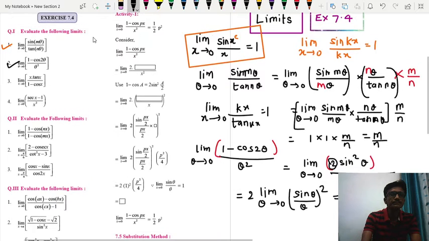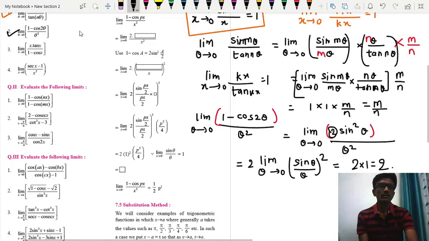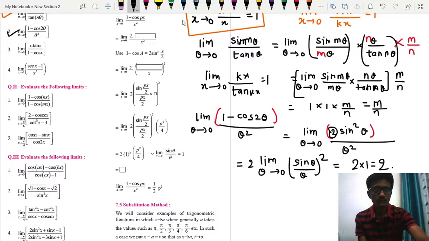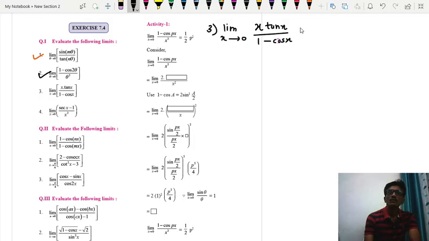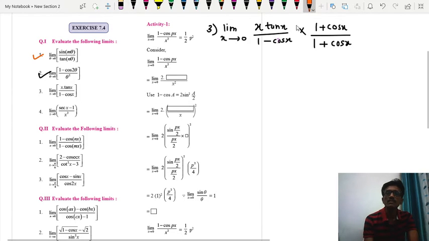Next question is question number 3. Limit x tends to 0, x tan x upon 1 minus cos x. Here we will multiply by 1 plus cos x. We will multiply by 1 plus cos x to numerator and denominator. Now what is 1 minus cos x times 1 plus cos x? It is 1 minus cos square x.